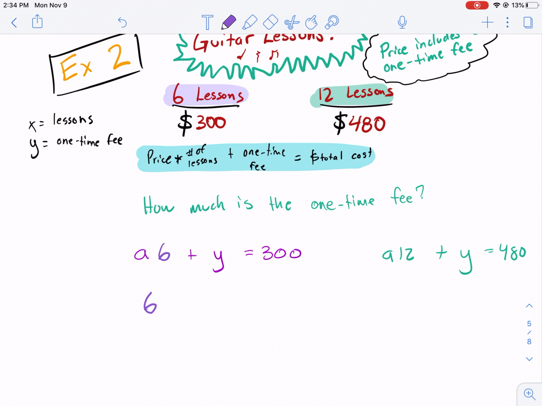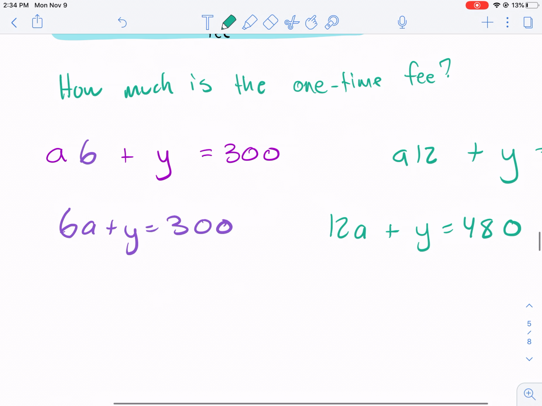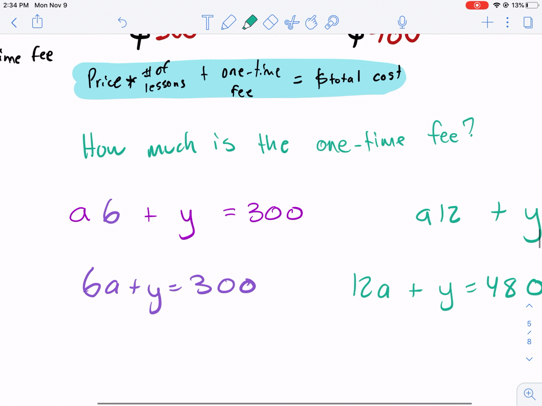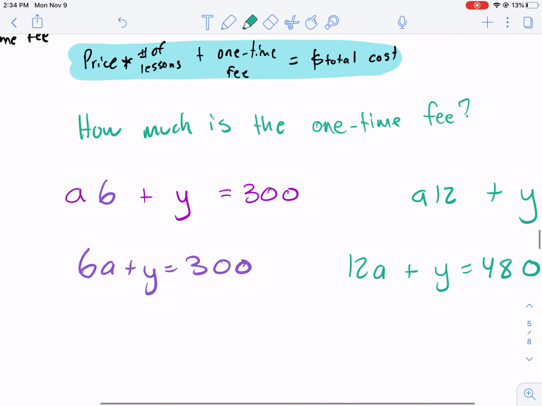We're going to say 6A plus Y equals 300. And then we're going to say over here, 12A plus Y equals 480. Okay, now here's the whole point. You're like, whoa, I don't know what's going on. Well, that's the thing. We're not told how much each lesson costs. We're just given a lesson package. And we're not told how much the one-time fee is. We're just told the total package.